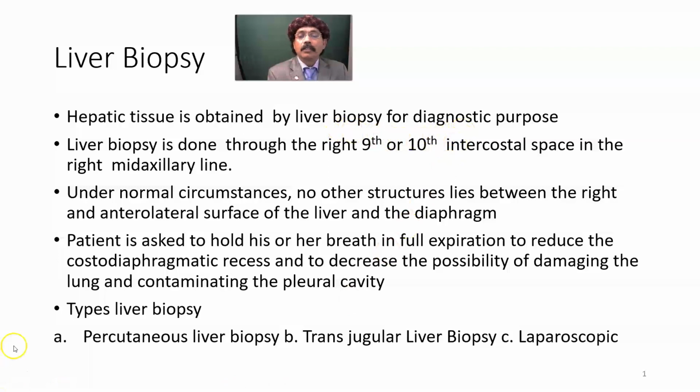How is it done? Liver biopsy is done through the right 9th or 10th intercostal space in the mid-axillary line. This is the percutaneous type of liver biopsy. Under normal circumstances, no other structure lies between the right anterolateral surface of the liver and the diaphragm.